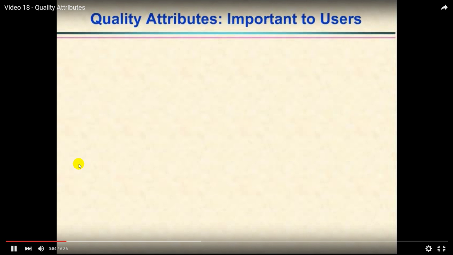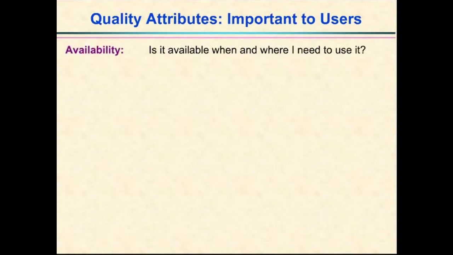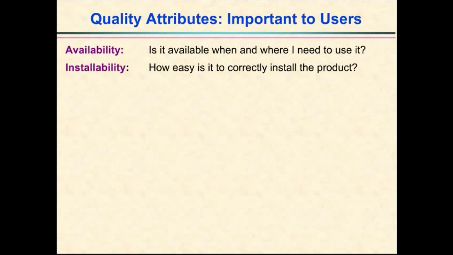Quality attribute categories on this slide typically are important and visible to users, so they're indicators of external product quality. Availability has to do with whether the system services are available when and where users need to use them. Availability is not black and white. Of course, everyone wants a system to be available at any time, but in reality, sometimes it's acceptable to have certain system functions that are not available at particular times or in certain locations.